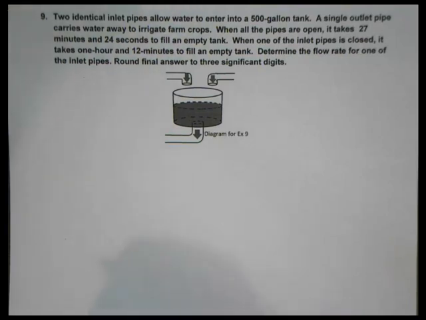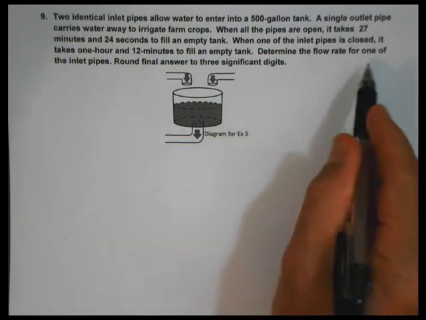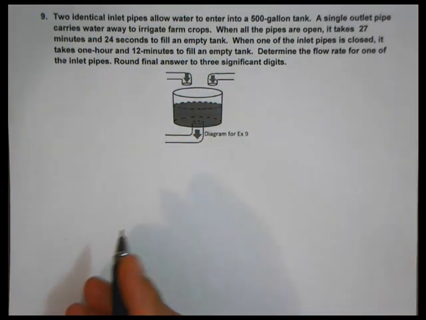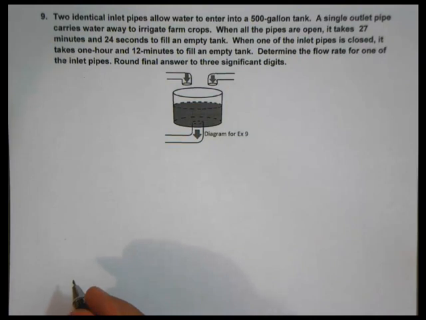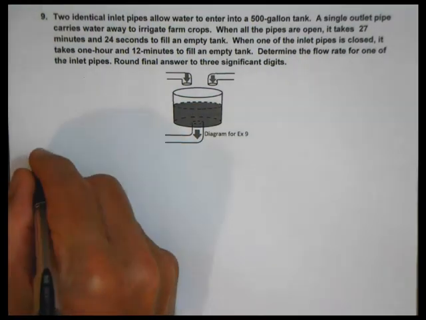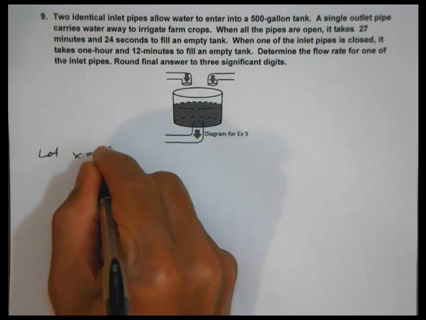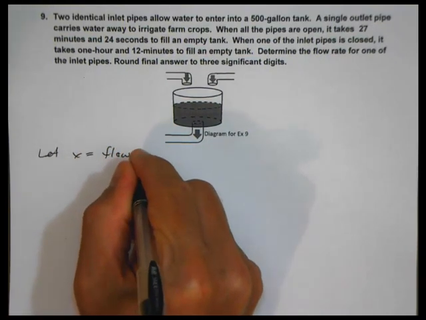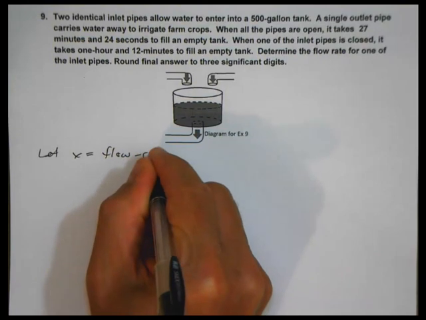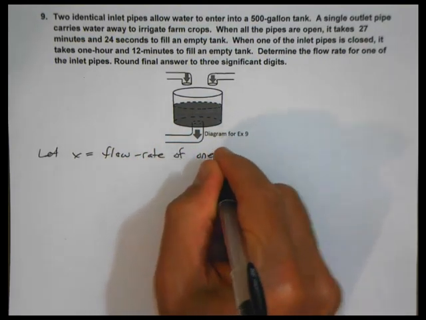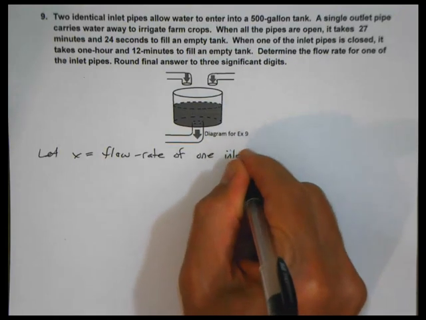Okay. Let's think about defining our variables here. Since the question asks us to determine the flow rate for one of the inlet pipes, we imagine that will probably make a pretty good variable in this question. Alright, let's go with that. Let's let x equal flow rate of, and we'll be careful, 1 inlet pipe.